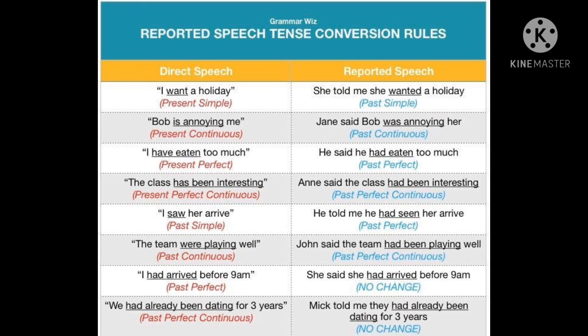Present tense will change into past tense. Past tense will change into past perfect tense. Present continuous tense changes into past continuous tense. Past continuous tense will change into past perfect continuous tense. Present perfect tense changes into past perfect tense. Past perfect tense will remain past perfect tense. Present perfect continuous tense changes into past perfect continuous tense.